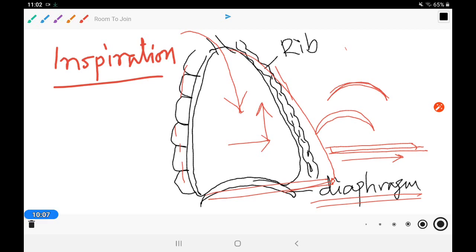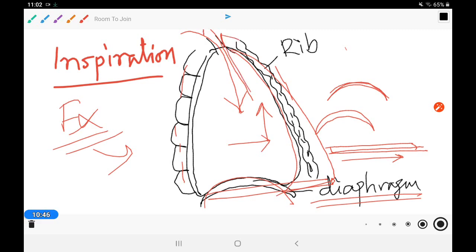Next, in expiration, what will happen? The diaphragm again turns into its normal shape, so that the cavity again turns into less volume and becomes smaller in size, so that the inside pressure will increase and air moves out from the lungs.